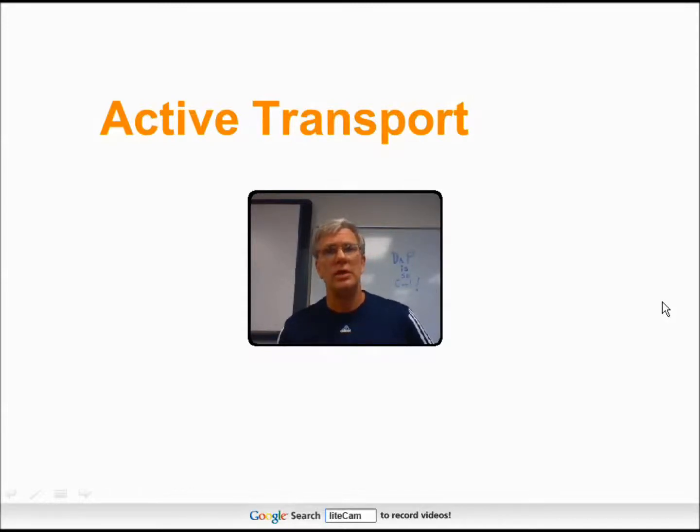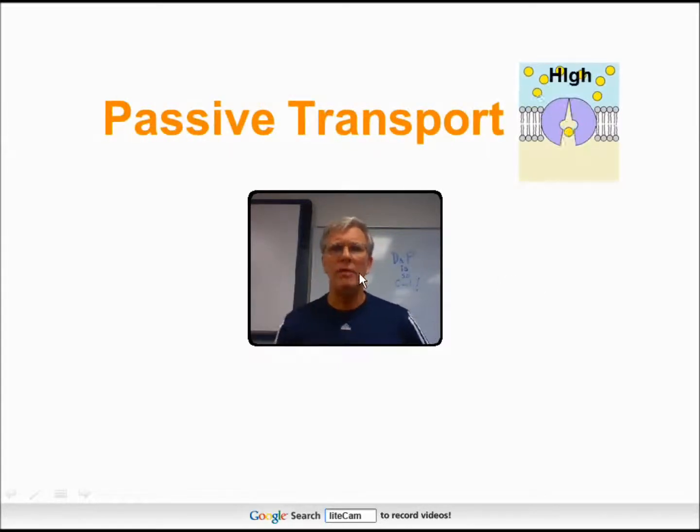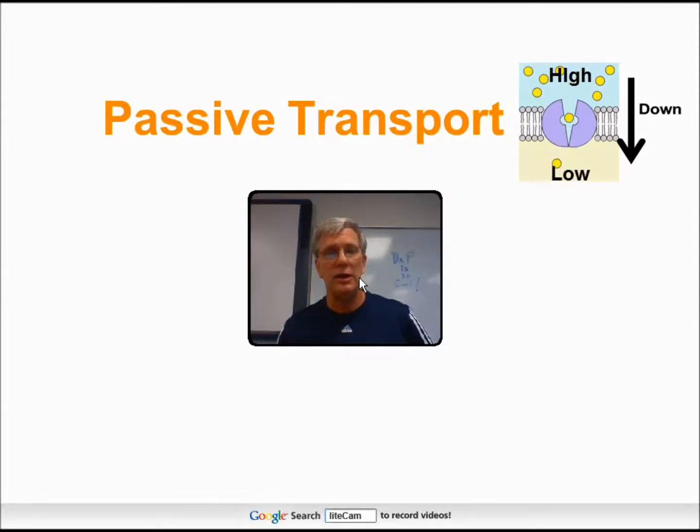Today we're going to be looking at active transport as we continue to look at ways in which cells move substances across their cell membrane. If you recall from yesterday, we looked at passive transport. In passive transport, we saw that molecules move down the concentration gradient, in other words, from an area of high concentration to an area of low concentration. And it does not require any effort or any energy on the part of the cell for this to happen. The energy is provided by the kinetic energy of the molecules themselves.